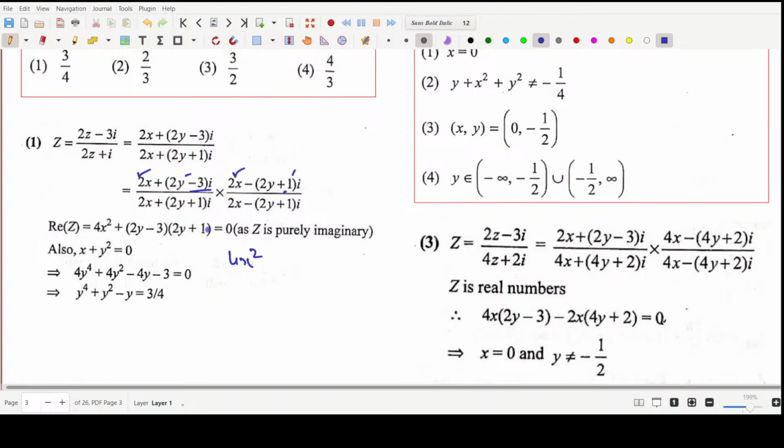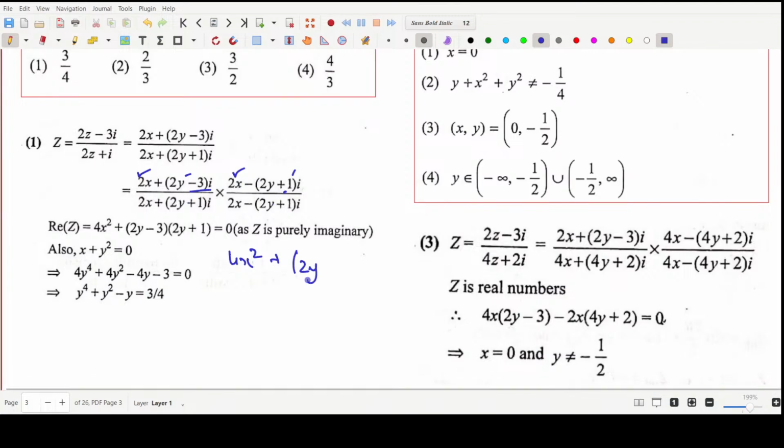Real into real, 4x square. And imaginary into imaginary, right? What is that one? i square equals minus 1. This minus and this minus will become plus. Plus of (2y minus 3) into (2y plus 1). Agree?